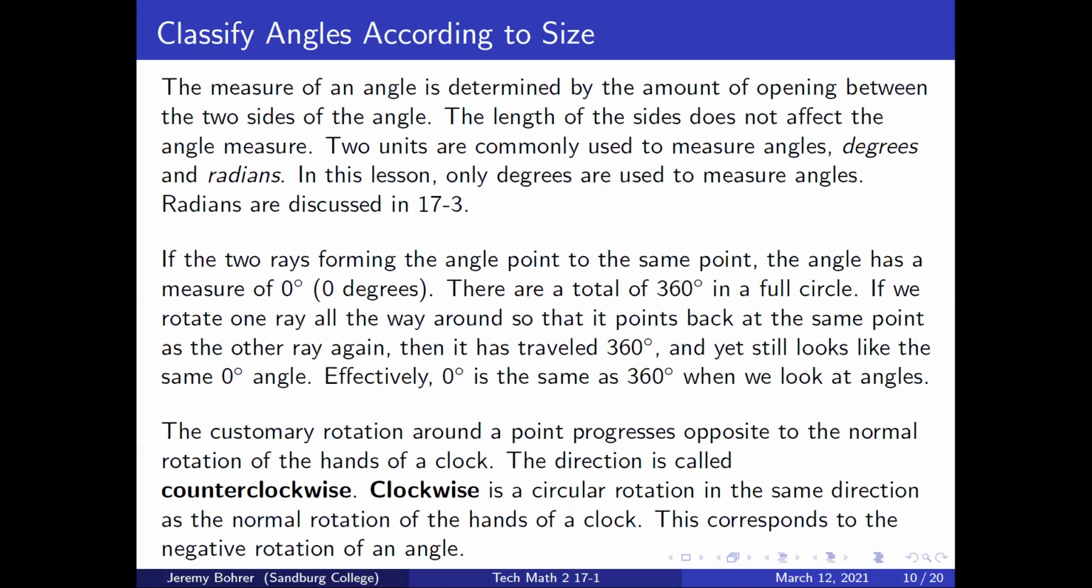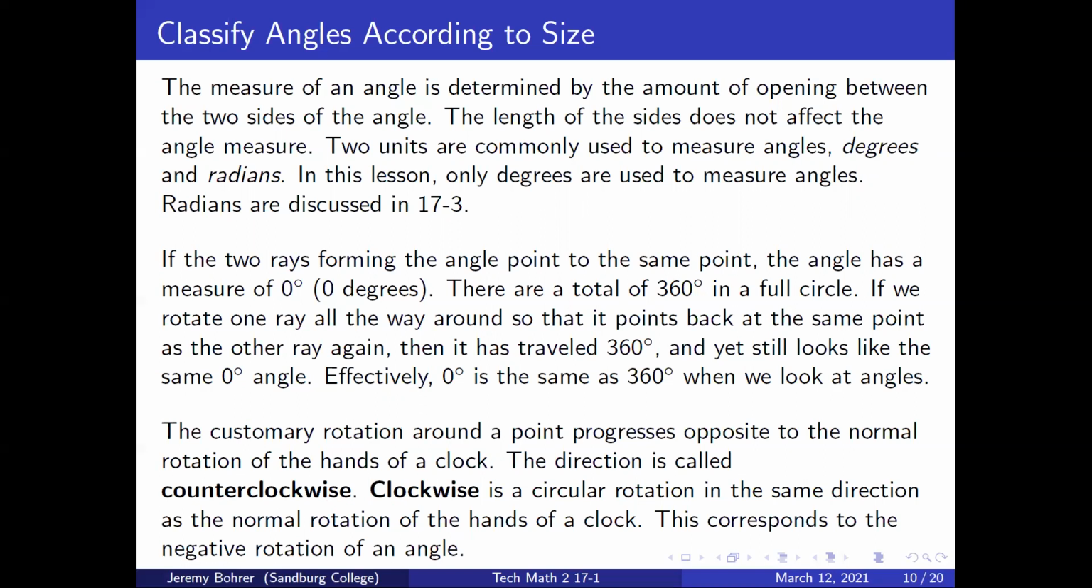Classify angles according to size. The measure of an angle is determined by the amount of opening between the 2 sides of the angle. The length of the sides does not affect the angle measure. 2 units are commonly used to measure angles, degrees and radians. In this lesson, only degrees are used to measure angles. Radians are discussed in 17-3.